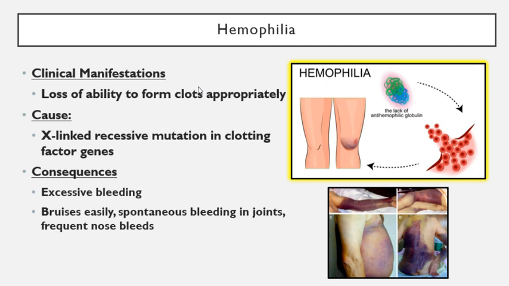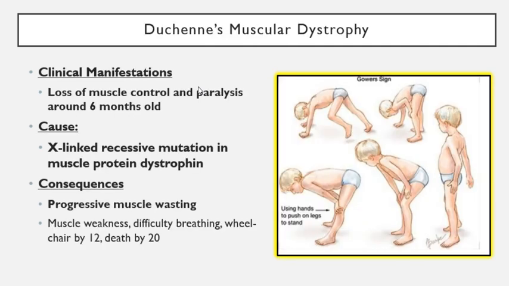You bruise easily, spontaneous bleeding in joints, and frequent nosebleeds. Your nose is a really small capillary interface. Anyone who's been in cold environments can really testify to that. So that's just blood loss.